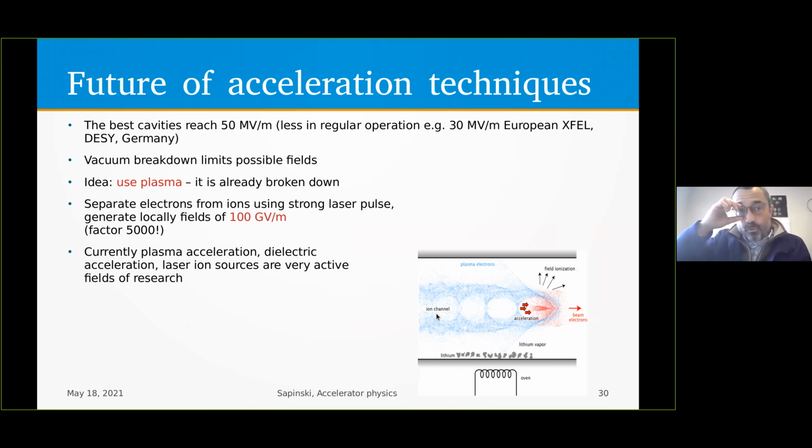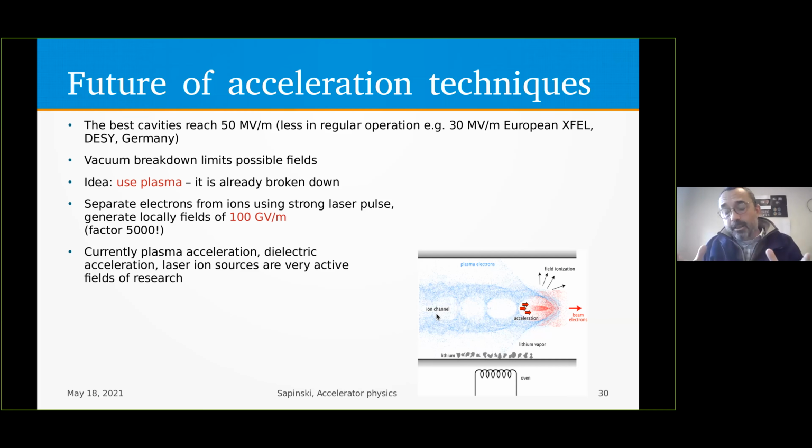And now a few words about the future. Again, it was already mentioned yesterday that there is a way to produce much higher accelerating fields than what we can do with RF acceleration. The best cavities currently can reach 50 or 60 megavolts per meter in laboratory conditions. In regular operation, we are rather limited to around 100 megavolts per meter. I don't remember what CLIC is doing, but it actually has probably even around 100 megavolts per meter. What is the limit is the breakdown of the vacuum.